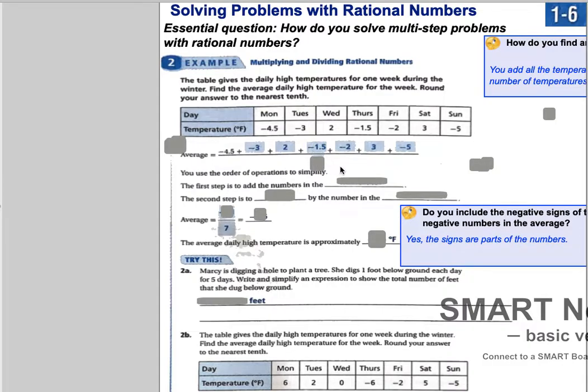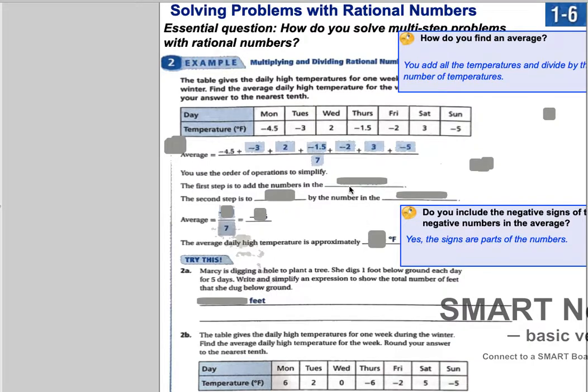Well, if you said that you're going to count the number of entries, 1, 2, 3, 4, 5, 6, 7, that's what you divide by, the number of days. So the total temperature divided by the number of days. So first we're going to use our order of operations in algebra to help us, right? So the first step is to add all the numbers in the numerator at the top, adding negative and positive numbers. The second step will be then to divide by the number in the denominator.